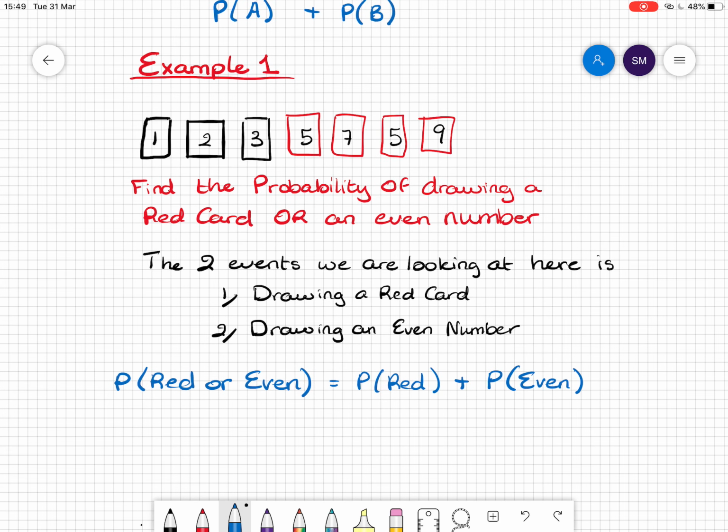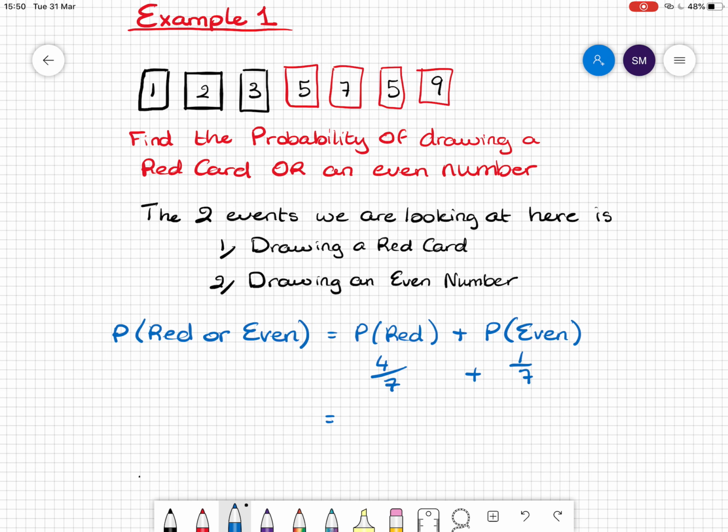Now, the probability of drawing a red card, we know that's 4 cards out of 7, so we would say that's 4 out of 7. The probability of drawing an even number is only 1 out of 7. So we add those two together and the probability of a red or an even card is going to be 5 out of 7. Now, what you will notice is the even number, the 2, is on a black card at the moment. So there's no overlap between red cards or having an even number.